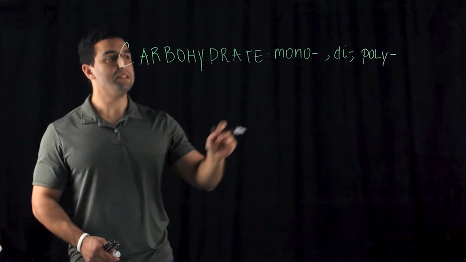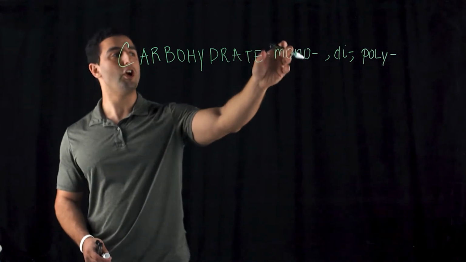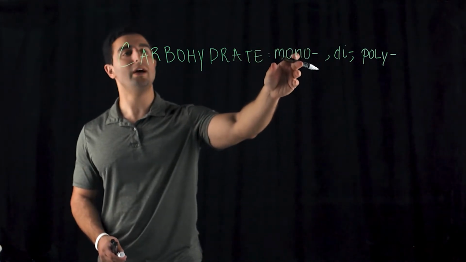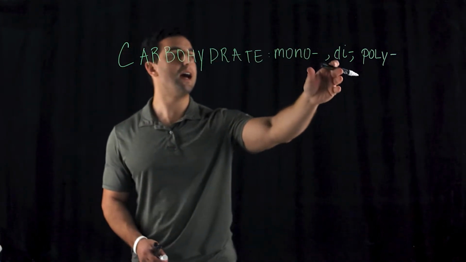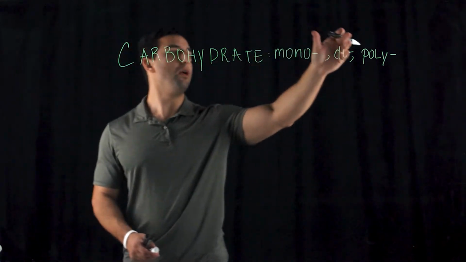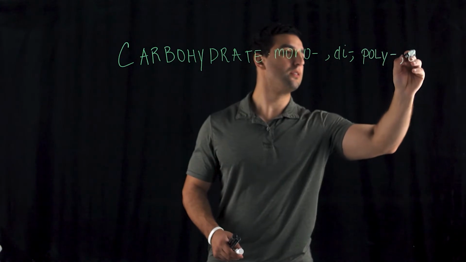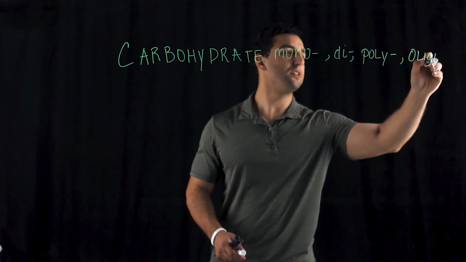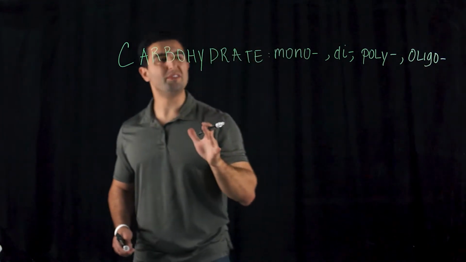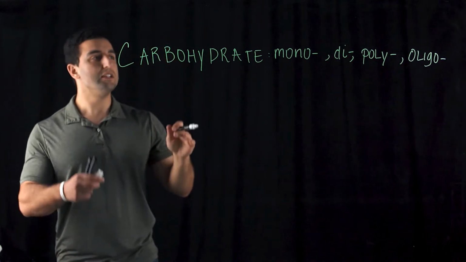These different types really depend on the number of carbohydrate chains. So mono has only 1 carbohydrate. Di has 2. Poly has multiple. If you ever hear the word oligo, this is referring to a couple, a few.